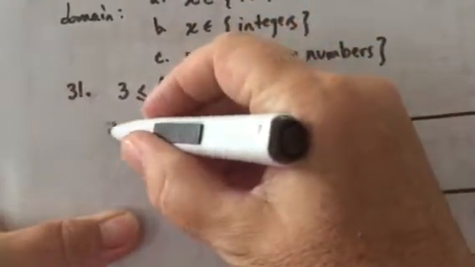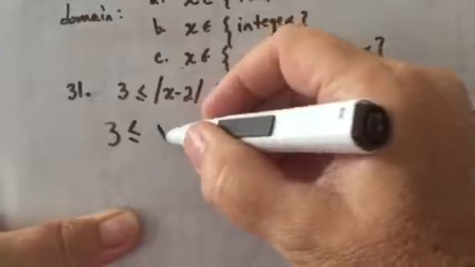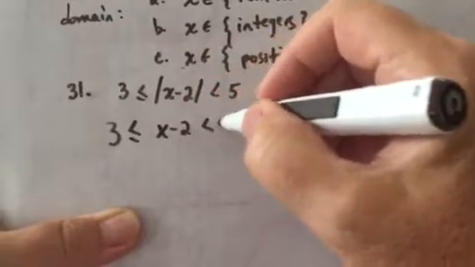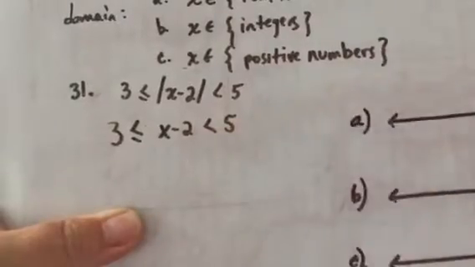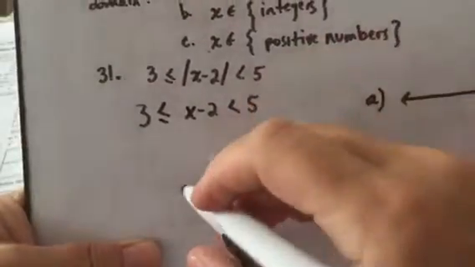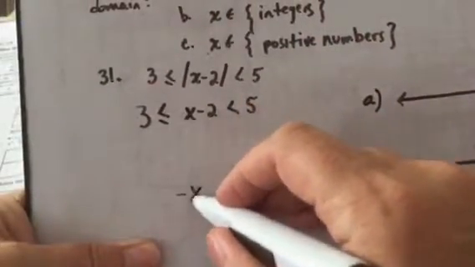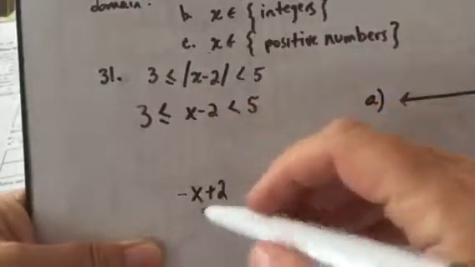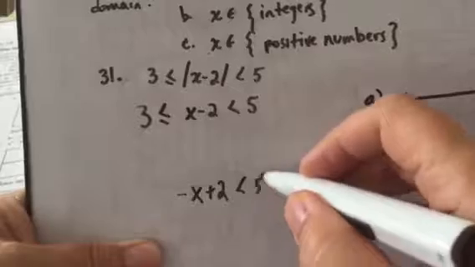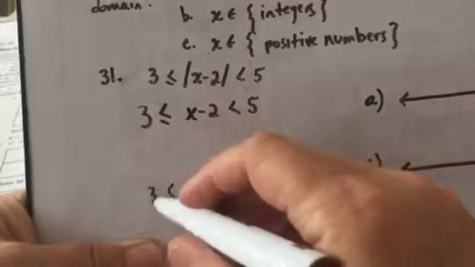So the first one is 3 is less than or equal to x minus 2, which is less than 5, where x minus 2 is between 3 and 5, 3 included. And the second one is negative x plus 2, excuse me, because I'm negating every piece of this. So it's negative x plus 2 is less than 5 and greater than or equal to 3.